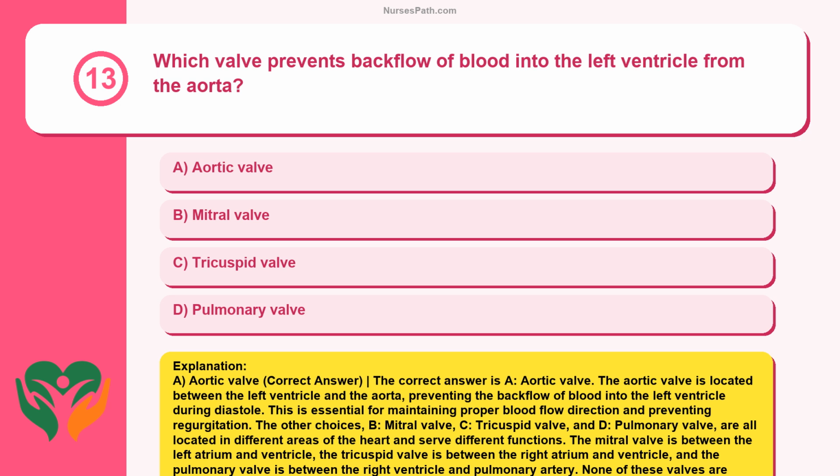The other choices, B. Mitral valve, C. Tricuspid valve, and D. Pulmonary valve, are all located in different areas of the heart and serve different functions. The mitral valve is between the left atrium and ventricle, the tricuspid valve is between the right atrium and ventricle, and the pulmonary valve is between the right ventricle and pulmonary artery. None of these valves are responsible for preventing backflow into the left ventricle from the aorta.